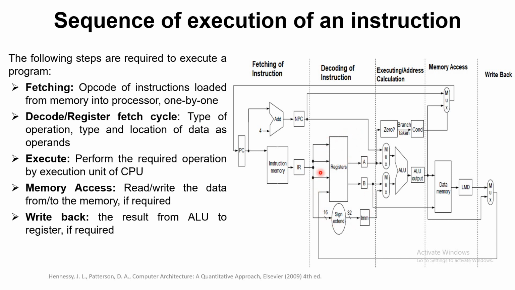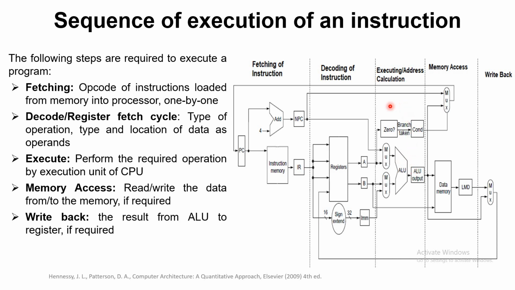As we can see, decoding is done over here, the type of operation becomes known, then the registers are identified, and the data required from the registers is loaded to the temporary registers, register A and register B. If there is any immediate data, that immediate data is moved to this sign extended block, which converts the 16-bit value into 32-bit. Next, the third stage is the execution.